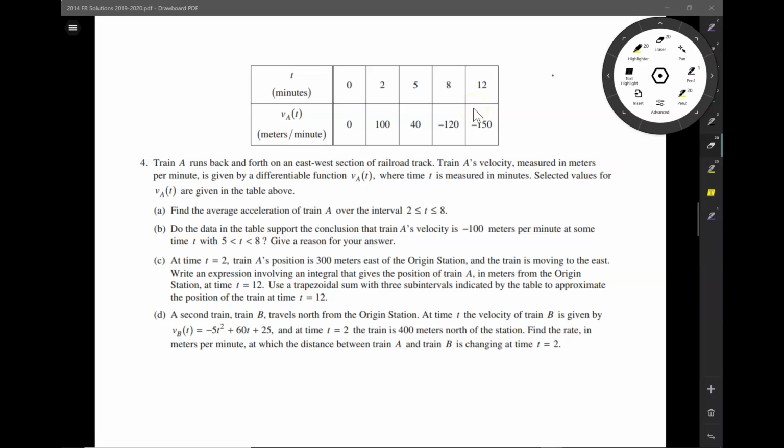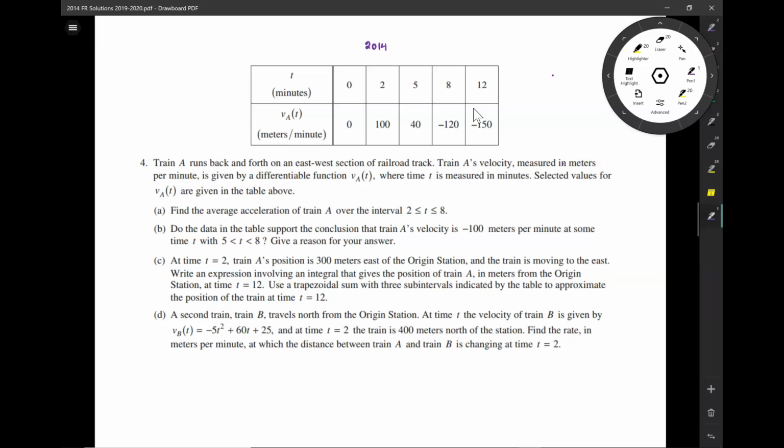Hi guys, so this is 2014 question number 4. It says train A runs back and forth on an east-west section of the railroad track. Train A's velocity, measured in meters per minute, is given by a differentiable function, VA, where time is measured in minutes. And selected values of VA are given in the table here.